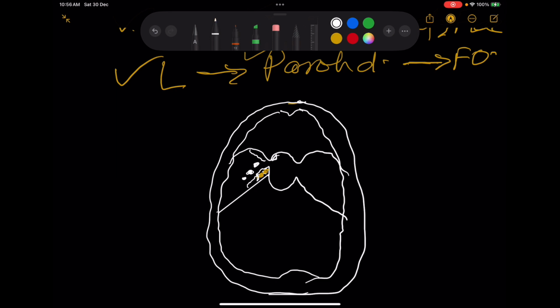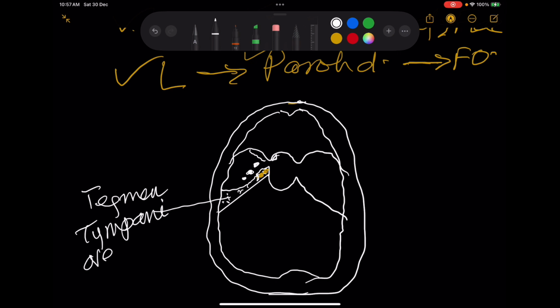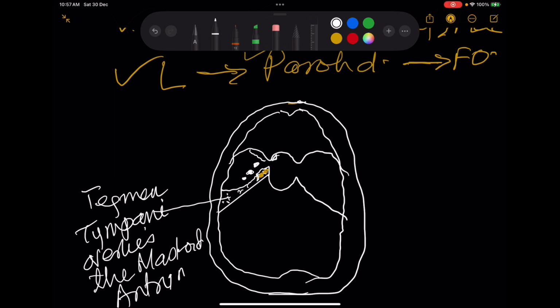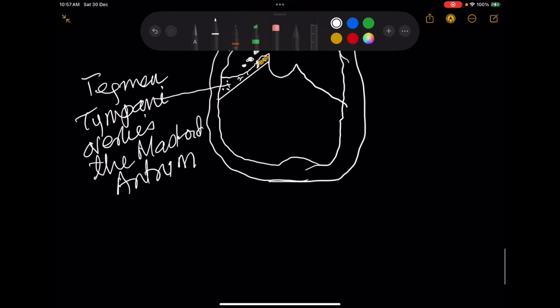The last part of the middle cranial fossa is the tegmen tympani, which is this area. And this tegmen tympani overlies the mastoid antrum, which gets filled with pus.